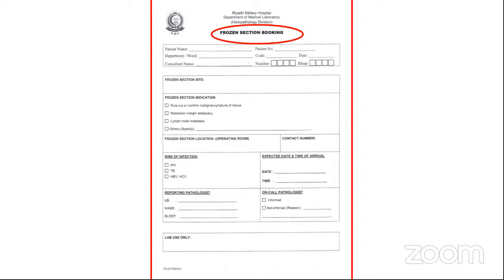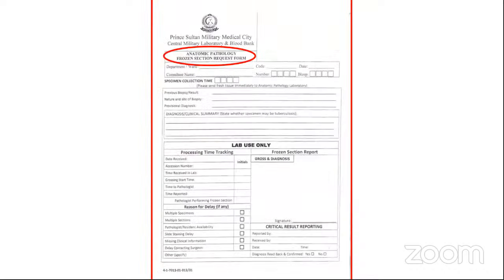So this is a frozen section booking, and we ask our colleagues to book for frozen section at least a day before, so we know that there's a frozen section coming, and we prepare ourselves, our team and our lab, in case there are two frozen sections coming at the same time, so we can have more people ready for the coming specimens. The other form is a frozen section request form. This is when the OR sends the specimen. It comes along with the patient's specimen.